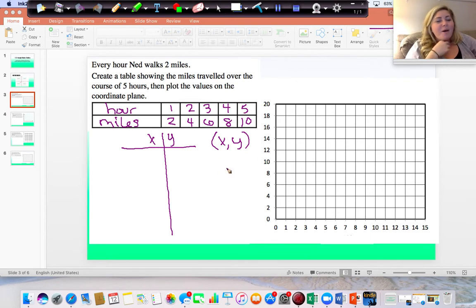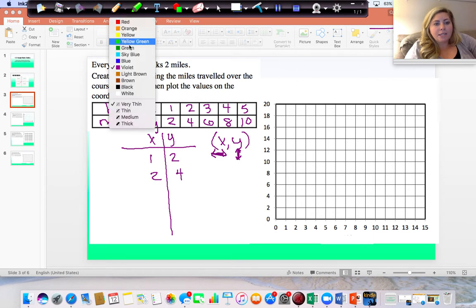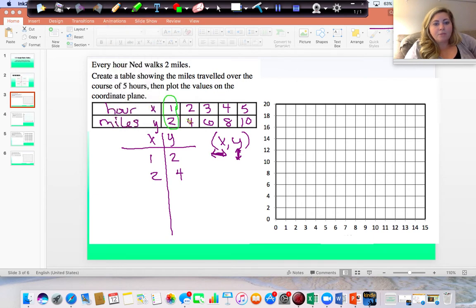Our X and our Y ordered pair. And so our X tells us where we move left to right on the X-axis, and our Y tells us where we move up or down. Okay, so when our X value, remember our top one is our X and our bottom is our Y. So our X value is 1 when our Y value is 2. When our X value is 2, our Y value is 4. Okay, so what you need to see is that it goes in pairs like this.